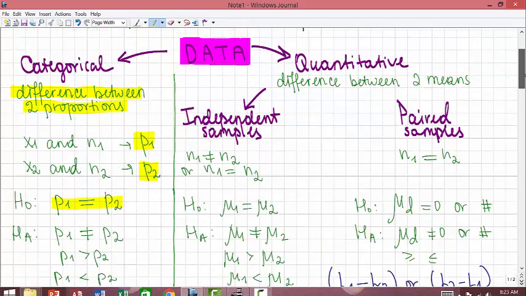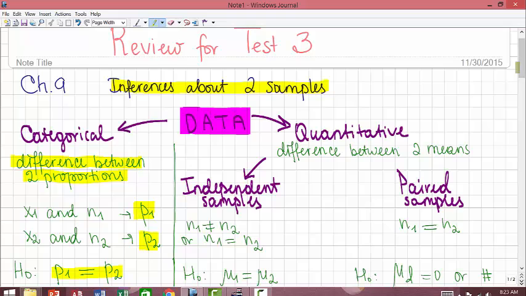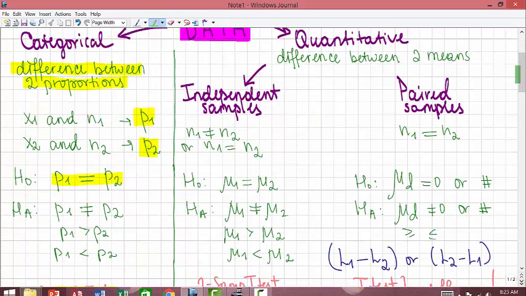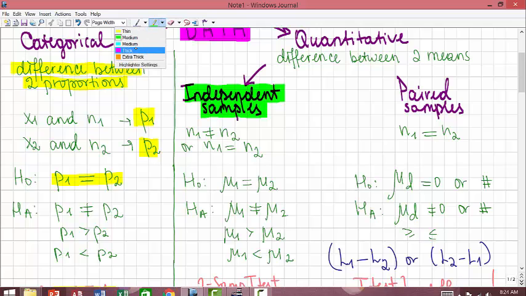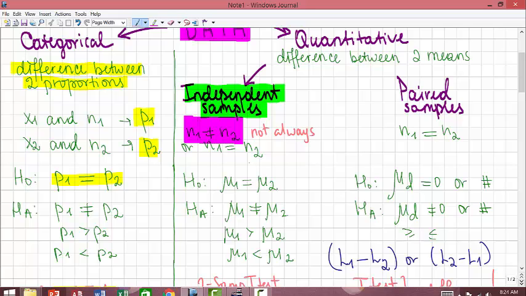Now what if you're dealing with quantitative data? If that's the case, here are two scenarios that you have to consider. First, do you deal with independent samples or paired data? How do you know? For independent samples, a lot of times it will just say these two samples are independent, or a good indicator that two samples are independent is if your sample sizes are different. Now, that's not always true. They could be the same size and still independent.